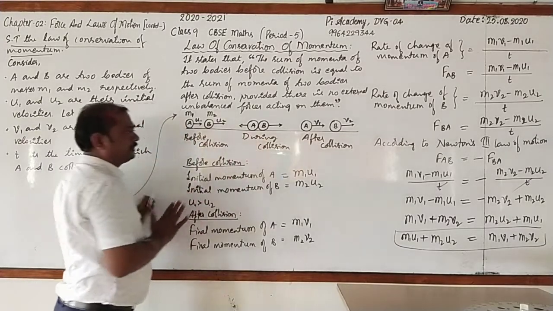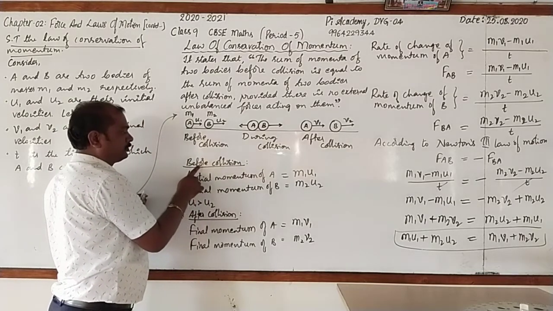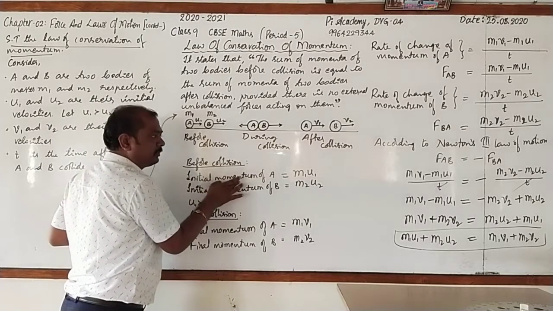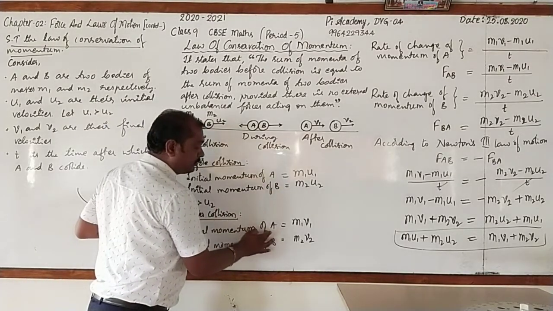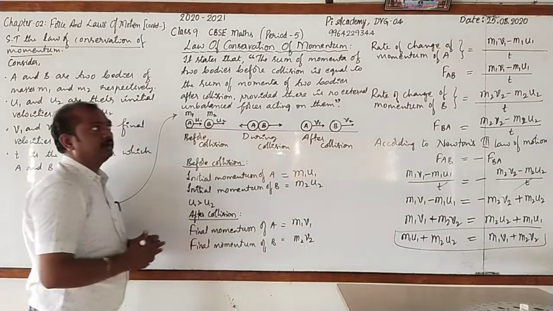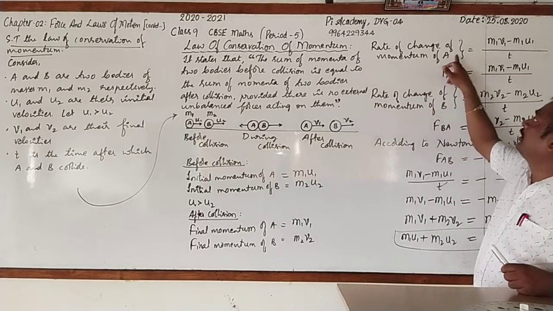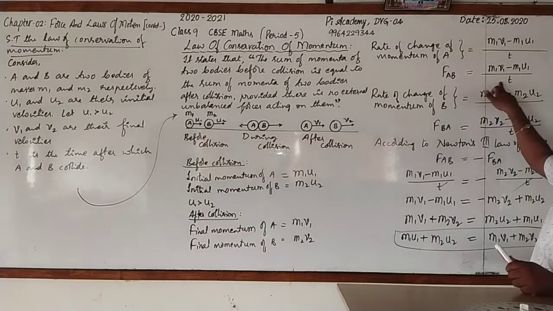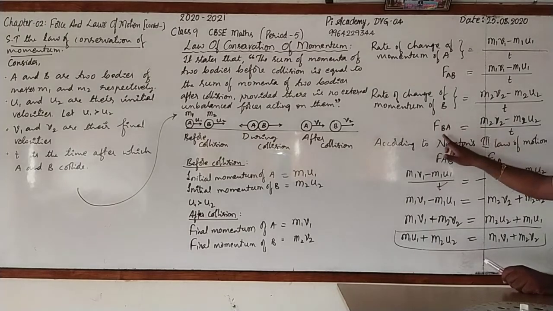After writing this, you have to copy from here. So you have to draw this figure. Then after that, you write momentum of two bodies before collision and momentum of two bodies after collision. Here, before collision, initial momentum of A and initial momentum of B. After collision, final momentum of A, final momentum of B. Then you go for taking change in momentum, then rate of change of momentum of A, which is nothing but the force exerted by A on B. Next, rate of change of momentum of B, nothing but the force exerted by B on A.